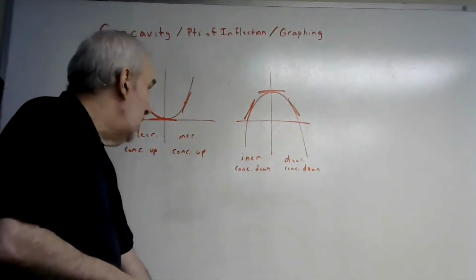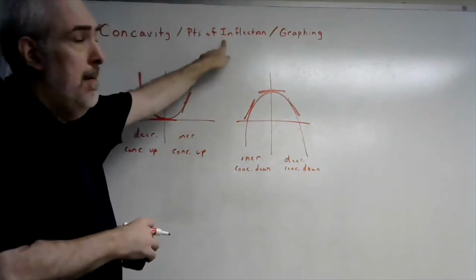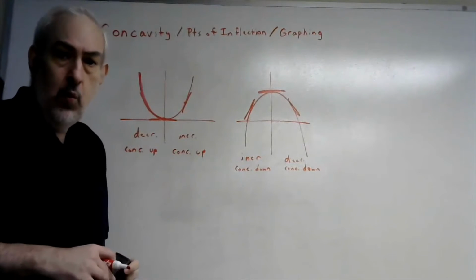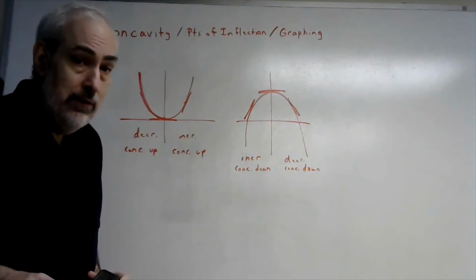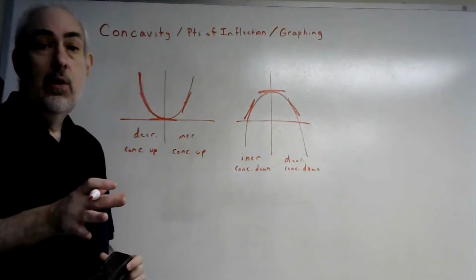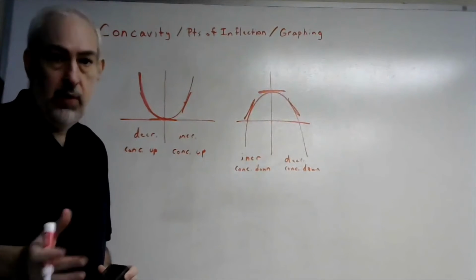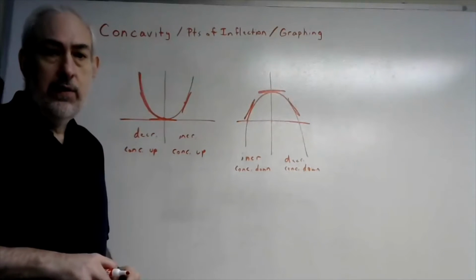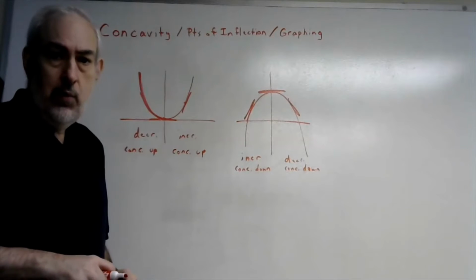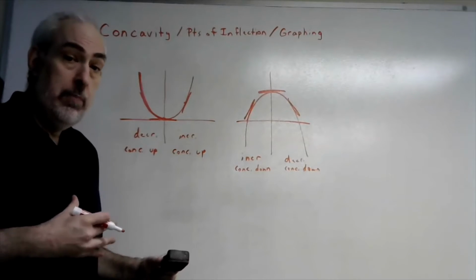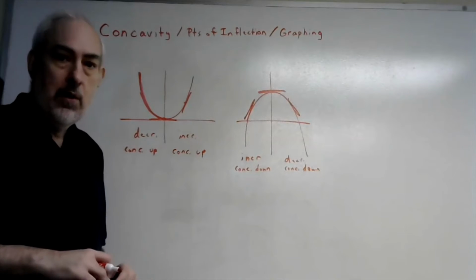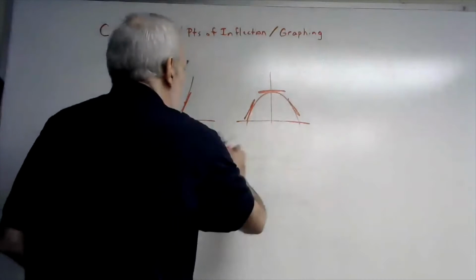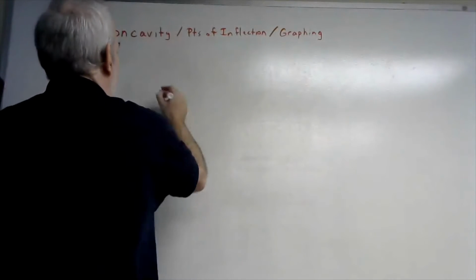Okay, so what is a point of inflection? A point of inflection is a point on the graph where the concavity switches signs from positive to negative or negative to positive, either way. Okay, so these graphs have no points of inflection because they have no changes in sign of the second derivative. We need to have a graph that is concave up for part of it and then concave down for another part, and the place where it switches is going to be that point of inflection. So let me show you a graph that has a point of inflection.